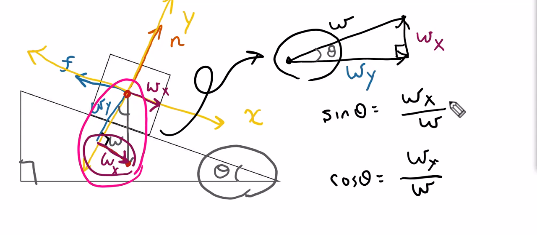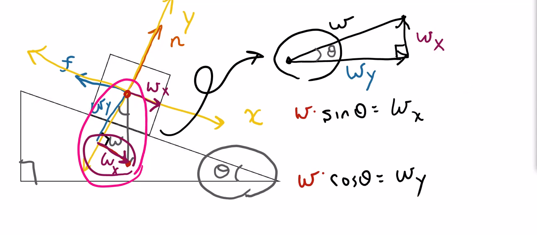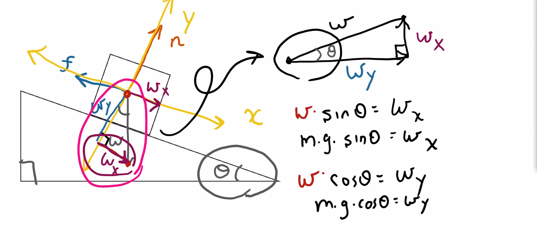We can multiply both sides by w. Same thing with the cosine on the bottom. That cancels out those w's. And now I get the components of the weight. So I have wx is w times sine theta, and wy is w cosine theta. Now remember that weight is mass times gravity, so we may express this at the end as follows.